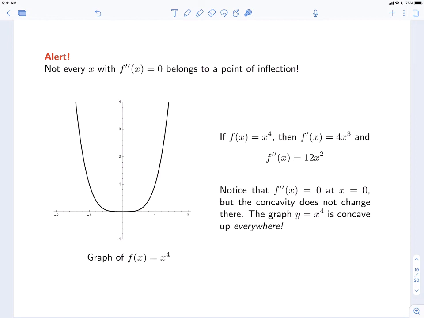The issue is just that the function is so flat around x equals 0 that the derivative can't tell what the concavity is, so it just tells you 0. So when you get f'' equals 0, that may be a point of inflection, but it might not be. It might just be that the function looks like it's about to change concavity but doesn't, and the derivative can't tell there. To determine concavity, you have to look over an interval. It's not enough just to look at a point.